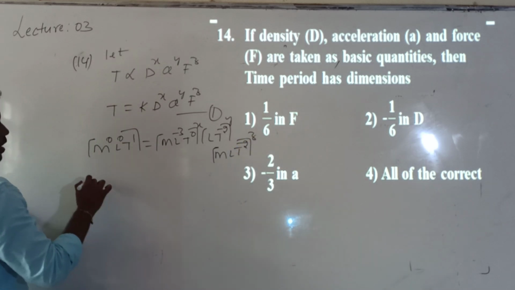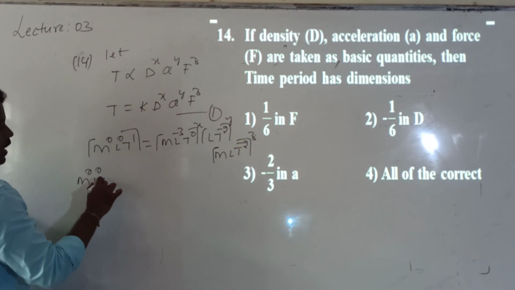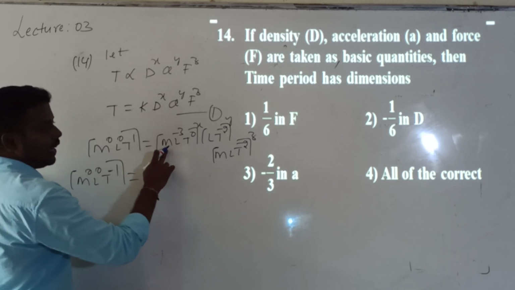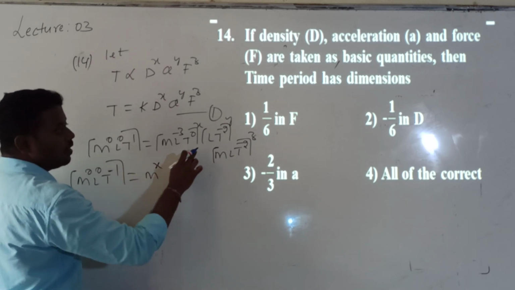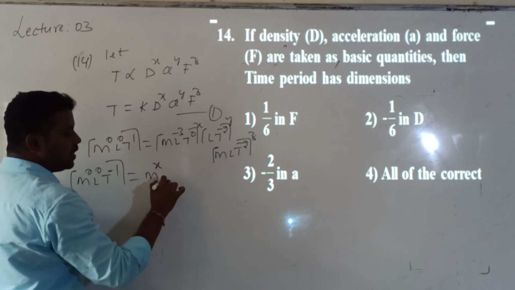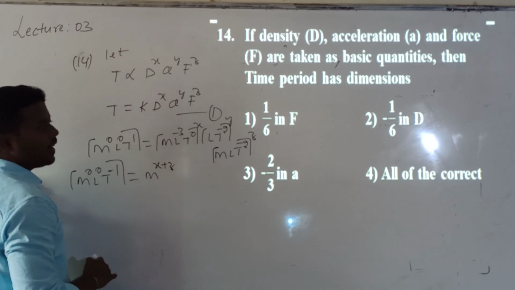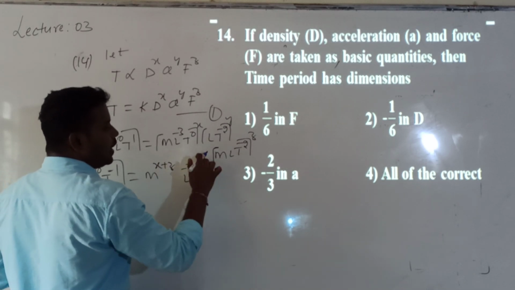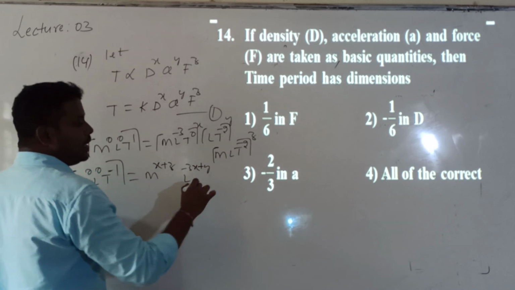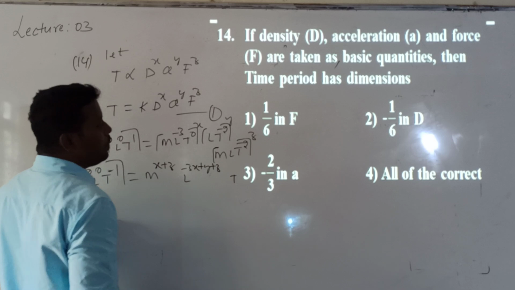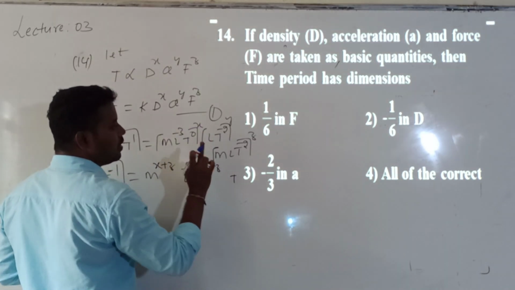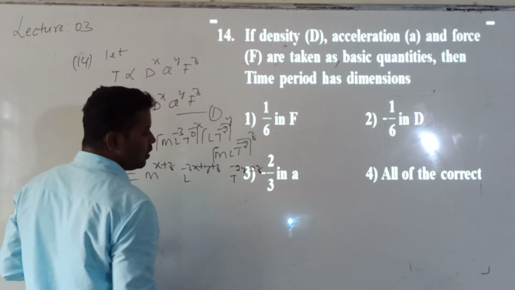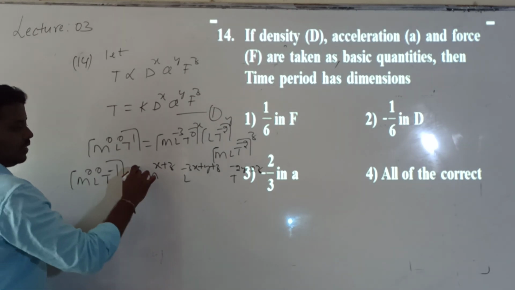Now in the next step, you have to simplify this. M power 0, L power 0, T power 1 is equal to, so what about M terms here? M power x, here M is not there, here M power z is there, M power x plus z, correct? Next L power minus 3x, plus y and plus z. Last T power 0, and T power minus 2y and minus 2z.